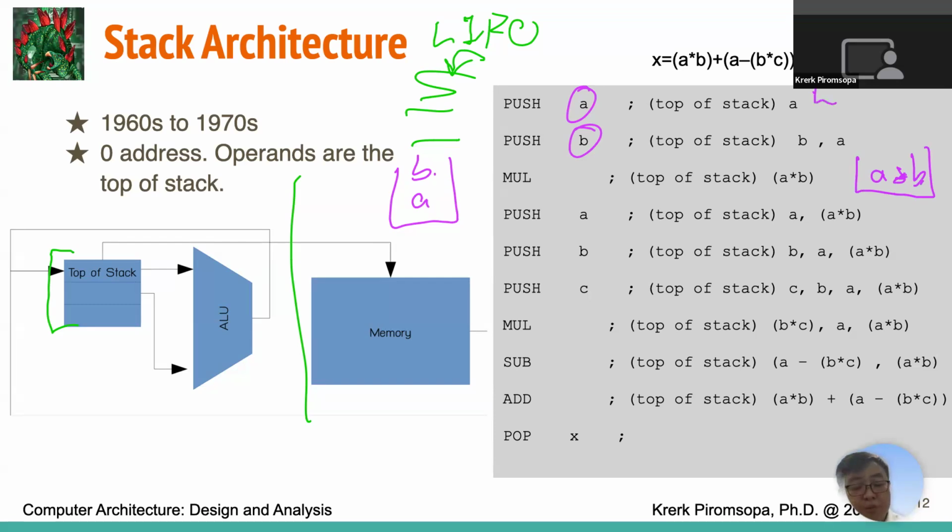Okay. You push A in, you get this. You push B in, you get this. You do multiply, you pop A and B out, you multiply them together, you put the result back in. And then you push A in, you push B in, you push C in. So you get something like this. Oh, actually, it's like this.